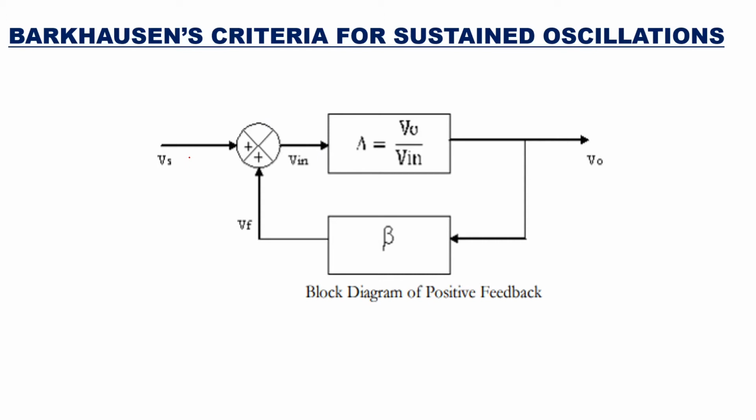Now, what are the Barkhausen criteria for the circuit to produce sustained oscillations? Here, if you see, this is your input given here. So here is your input, whatever you are going to give to the amplifier circuit. This is your amplifier circuit.